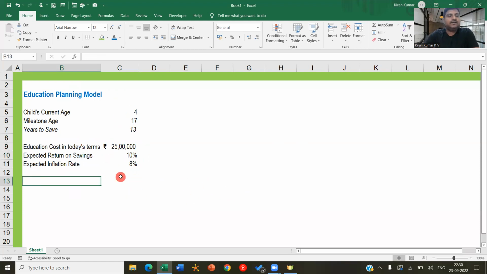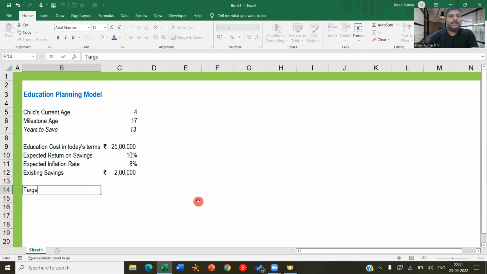So with these numbers being given, I would like to also include some other information. Let's say, for example, if you have already done some savings, existing savings, all right, let's assume that this investor has done some 2 lakhs of savings towards kid's education. He already has around 2 lakh rupees. So if this is the assumption set that you're giving me, I can calculate the target corpus required.